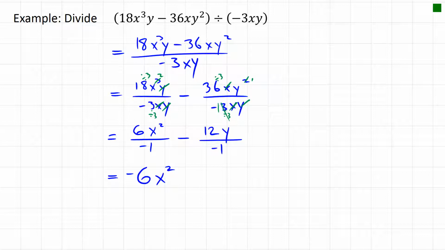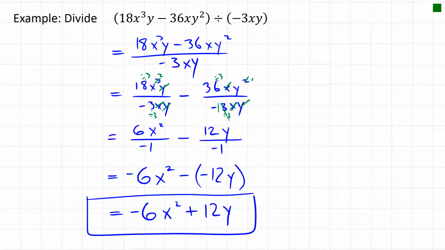Similarly, we can do the same here. We have minus negative 12y, but obviously we'd rather write that as negative 6x squared plus 12y. And so there's our final simplified answer.